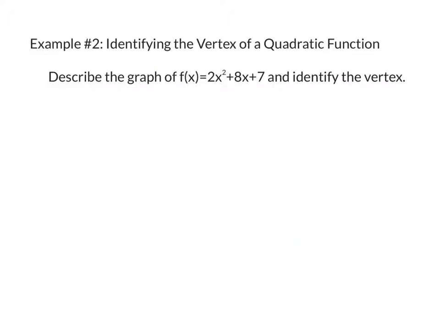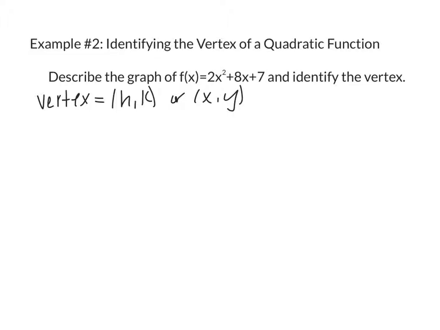All right, so here we are going to identify the vertex of the quadratic function. So it says describe the graph of f of x equals 2x squared plus 8x plus 7, and then identify the vertex. All right, so let's begin. So first of all, the vertex from the other screen tells us that vertex is in the form of hk. But momentarily, I just want you to think about it as xy for what we're about to do.